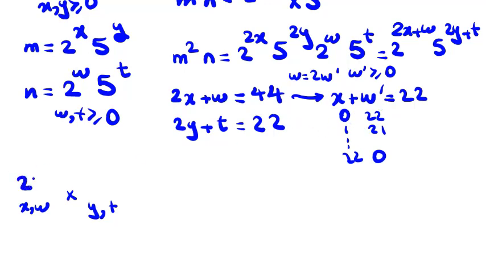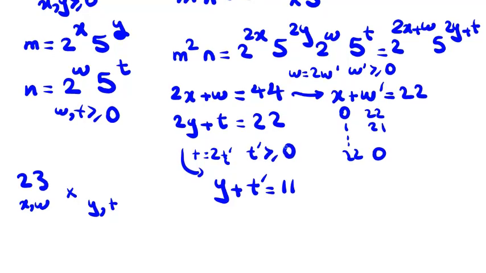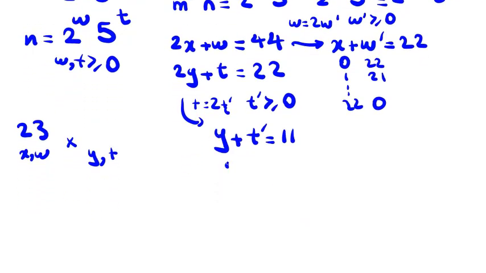So here we have 23 answers for x and w. For y and t, similarly, we can say t should be even. So t is 2t prime. If I replace t with 2t prime and divide both sides by 2, then I have y plus t prime equals 11. t is greater than or equal to 0, so t prime should also be greater than or equal to 0. Now let's consider 0, 11; 1, 10; 2, 9; last one 11, 0.